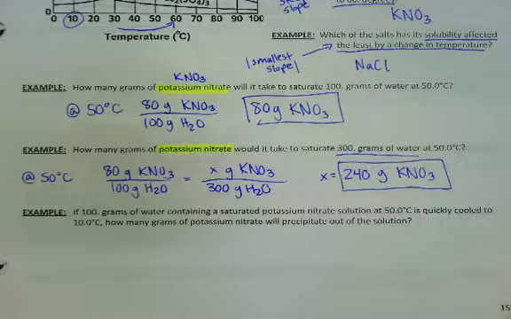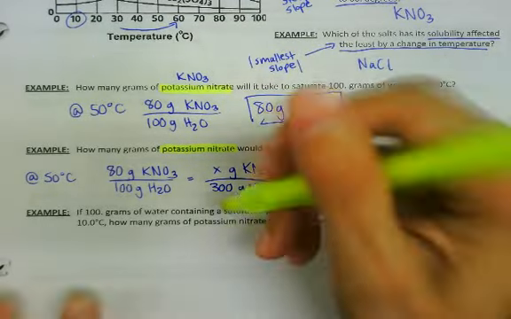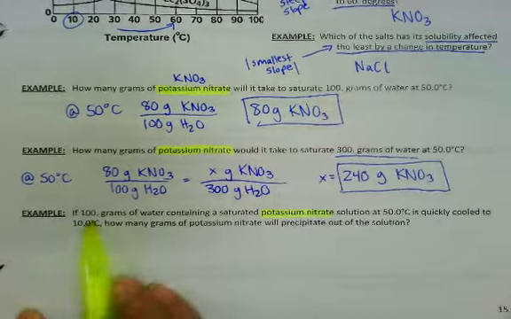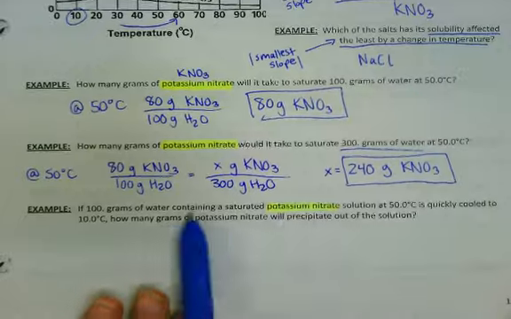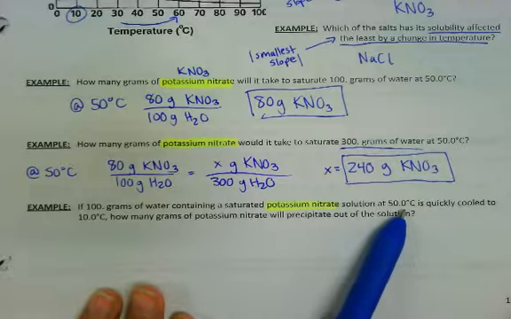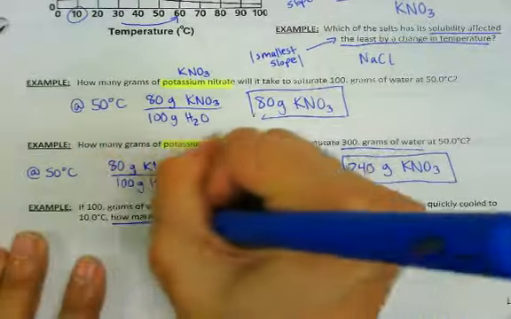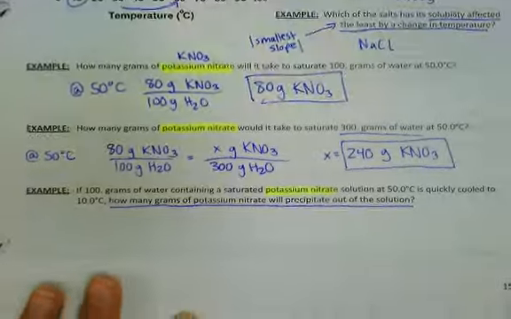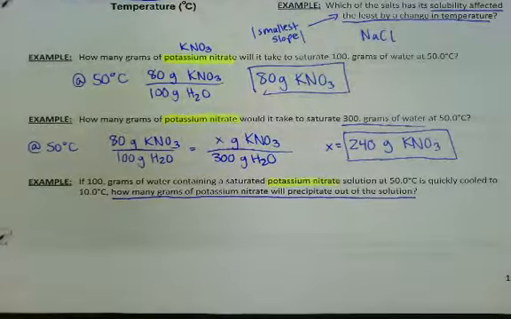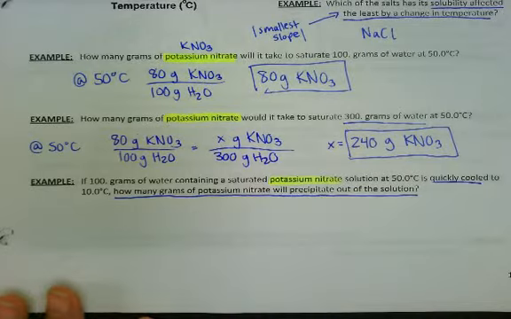Okay. On this final example, we're still dealing with the same substance. We're back to our 100 grams of water, though. Here, we're told that 100 grams of water containing a saturated potassium nitrate solution is quickly cooled to 10 degrees Celsius. We want to know how many grams of potassium nitrate will precipitate out of the solution. So how many grams will fall out of the solution if we quickly cool this from 50 to 10?